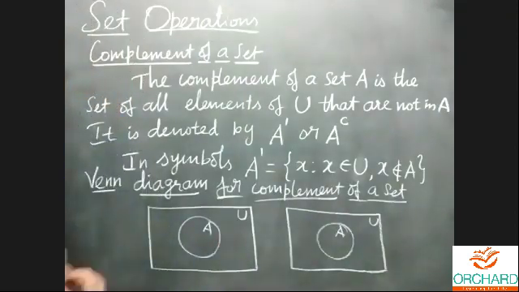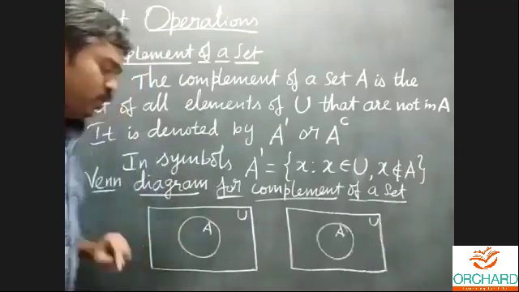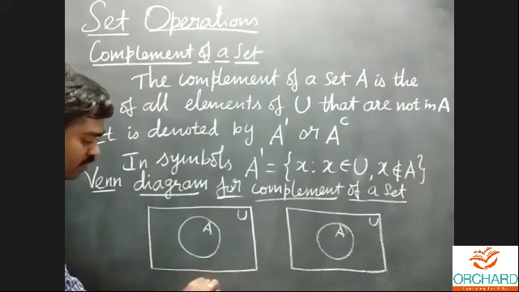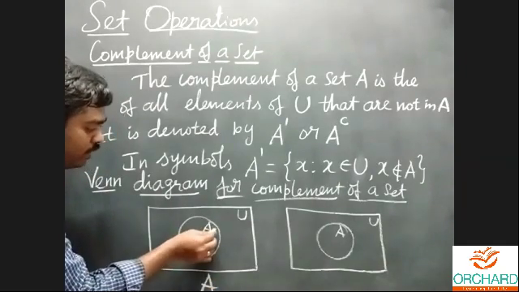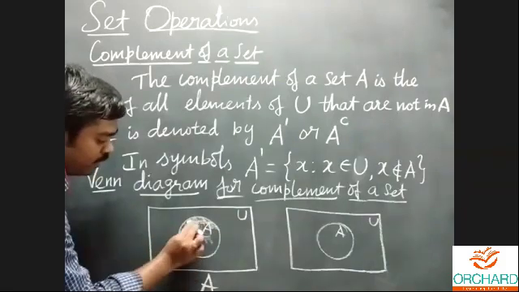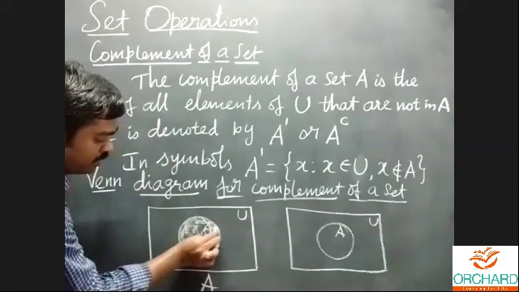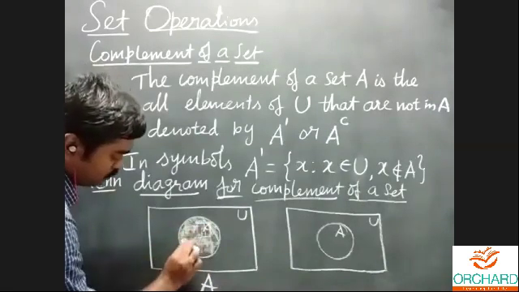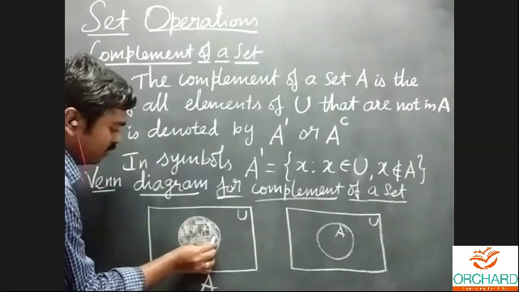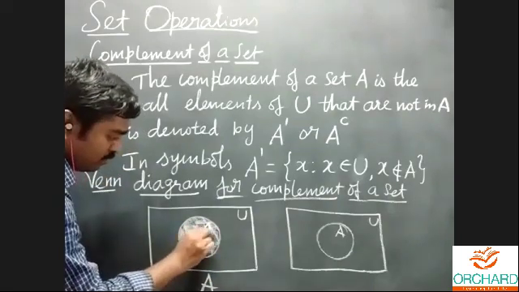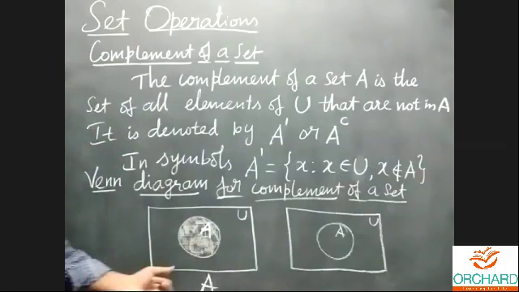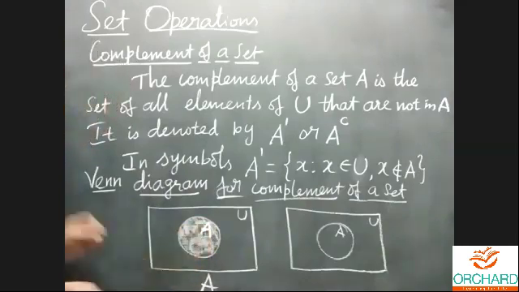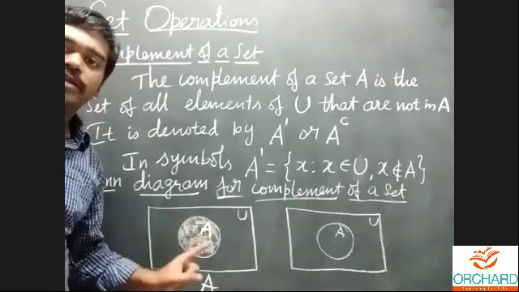Now, here I can define what is set A. This is set A. Just to shade the set A fully, here I can shade the set A. Have you all seen clearly? That shaded thing is set A.